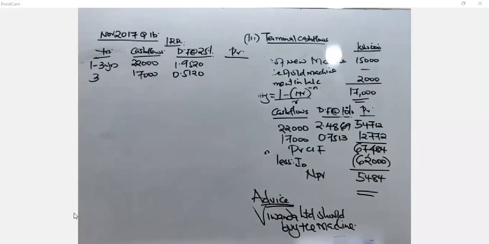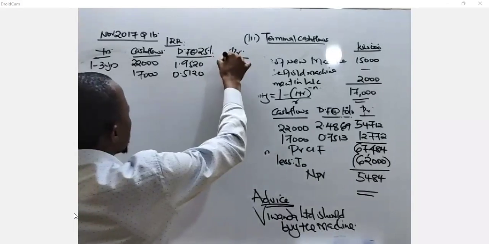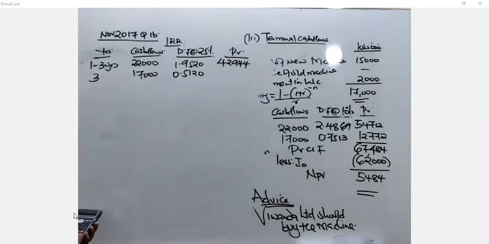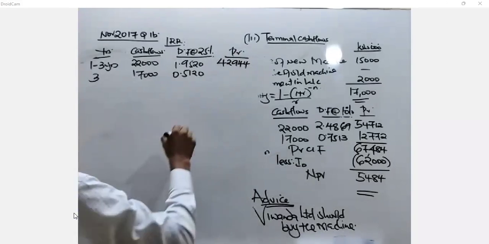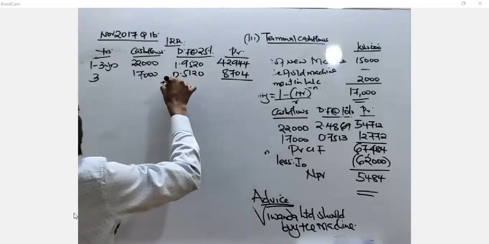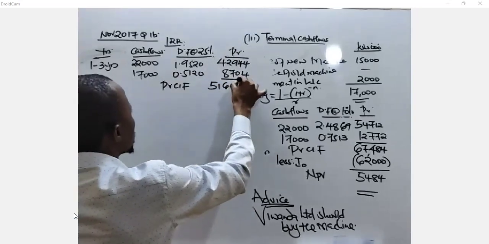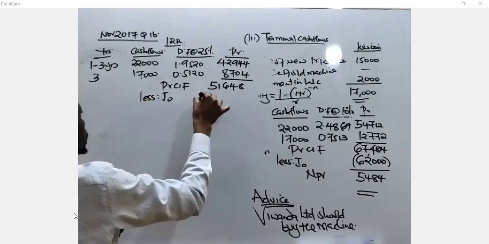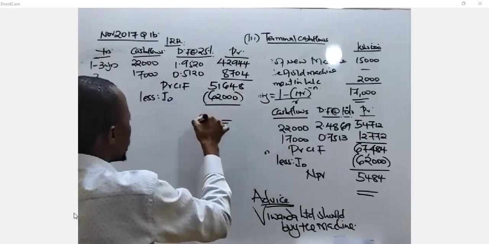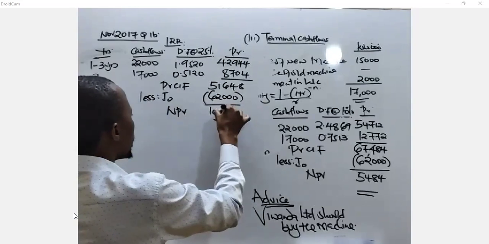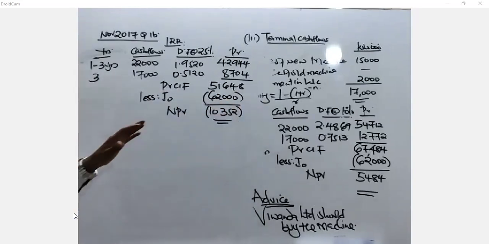Now, let us get our present values here. The present value we get by taking 22,000 and multiplying by 1.9520, getting around 42,944. Then we have year 3, where you take 17,000 multiplied by 0.5120, getting around 8,704. The present value of the cash inflow will be 42,944 plus 8,704, getting 51,648. Then you less your initial outlay, which is 62,000. What is your NPV here? Our NPV, 51,648 minus 62,000, will be negative 10,352, right?